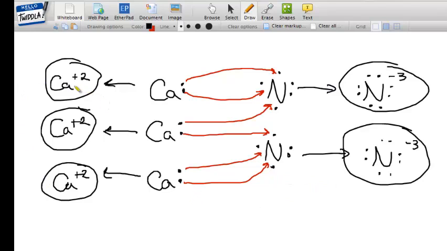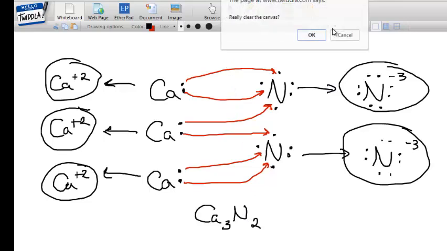I have 3 calciums, and I have 2 nitrogens. And so the formula that I will write is Ca3N2. 3 calcium ions, 2 nitrogen ions. The metal is always written first. This is called calcium nitride.